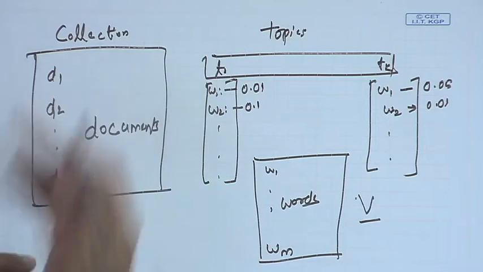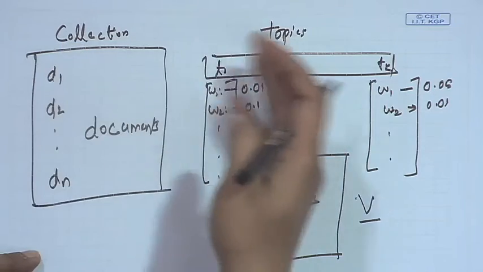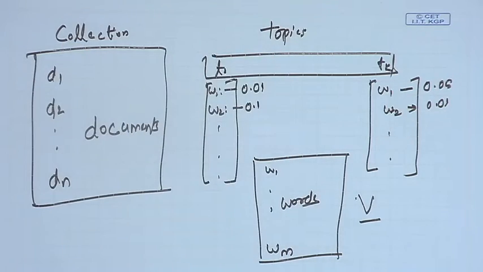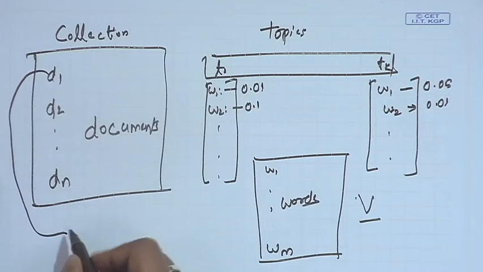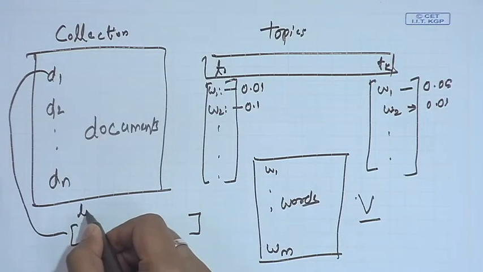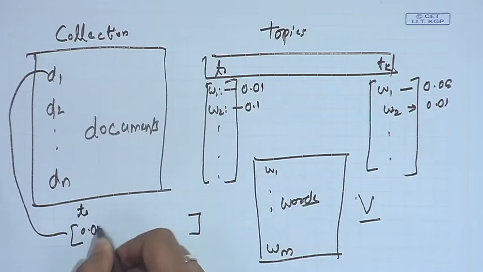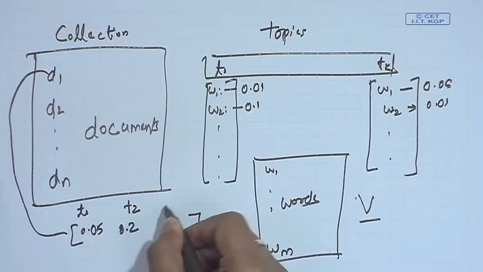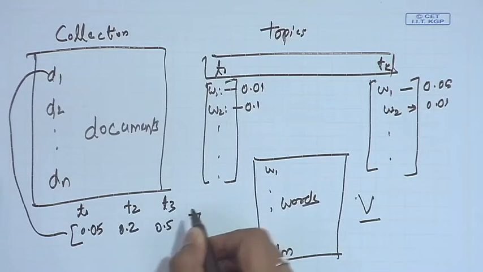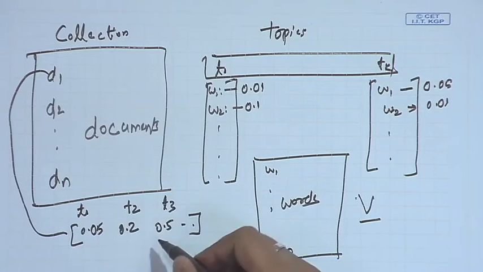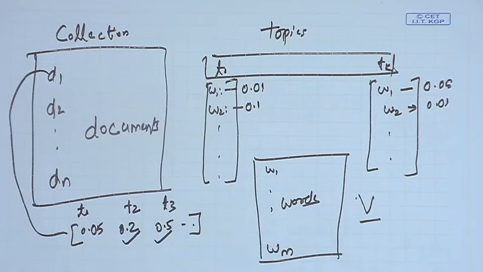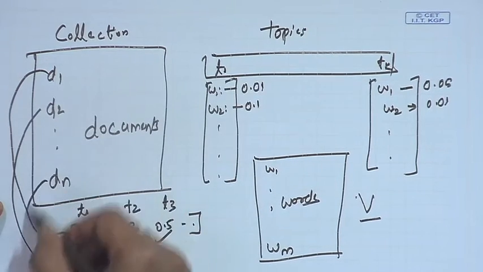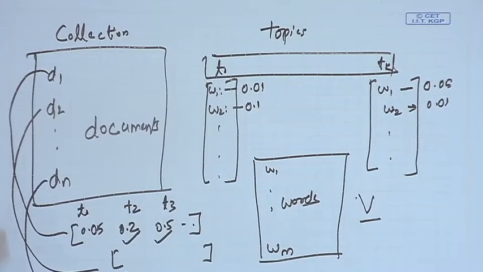Now, what are my documents? Documents are again a probability distribution over topics. So D1 has a distribution over these k topics. Topic 1 occurs with a probability of 0.05, topic 2 with a probability of 0.2, topic 3 with 0.5, and so on. So topic 3 and topic 2 are more prevalent in this document and not the other topics. In the same way I can situate all the documents in some mixture of topics.